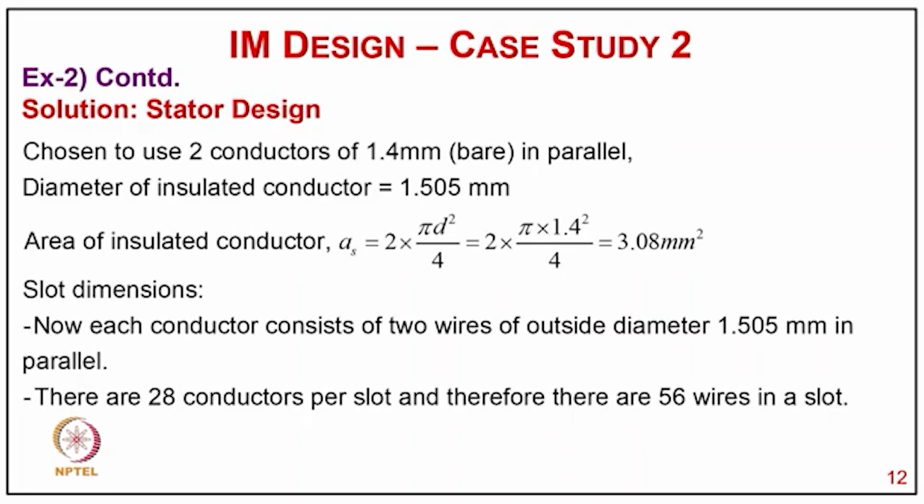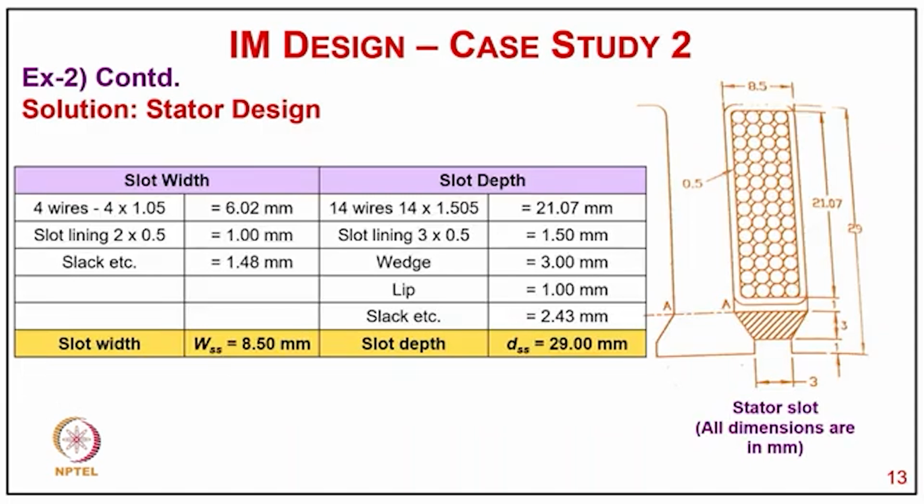Now coming to finding out slot dimension. Each conductor consists of two wires of outside diameter 1.505 millimeter in parallel. So there are 28 conductors per slot, therefore there are 56 wires in a slot. Now looking at the geometry, we have a parallel slot, and all dimensions are given here according to the calculation. Typically the slot width WHS is 8.4 millimeter by adding the 4 layers of conductors, and slot lining 2 into 0.5, and slot slackness of 1.48, so it comes slot width about WSS 8.50 millimeter.